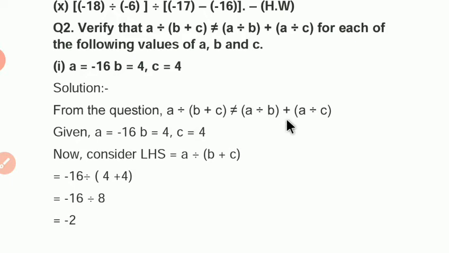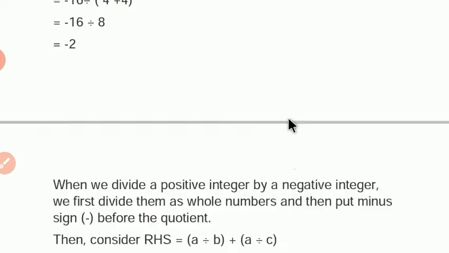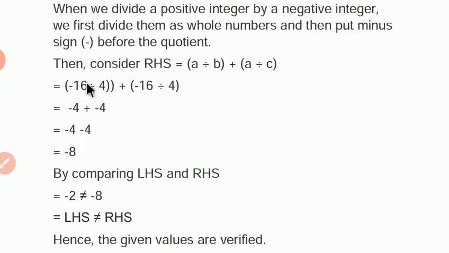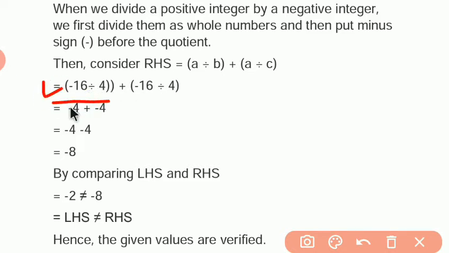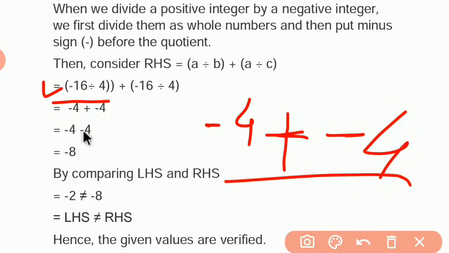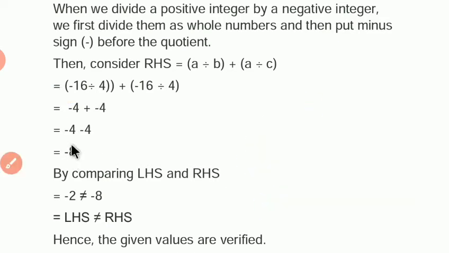Now I'll find the value of RHS side, means a divided by b plus a divided by c. So a value is minus 16 divided by b means 4, plus a is minus 16 divided by c, whose value is also 4. So first we'll solve the first one. We divide minus 16 by 4. So 4 fours are 16 and the sign will be minus. Then plus as it is, then again minus 16 divided by 4, minus 4. So minus 4 plus into minus, minus 4. We know that minus minus is plus. So 4 plus 4, 8, but the sign will be minus. So this is the value of RHS side.